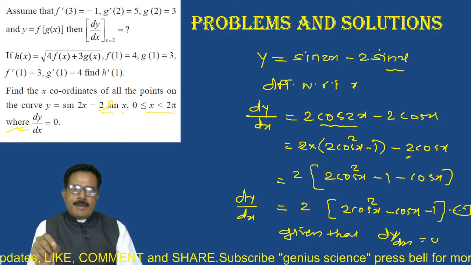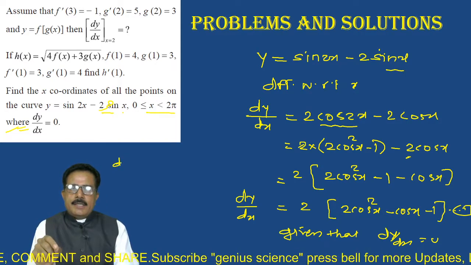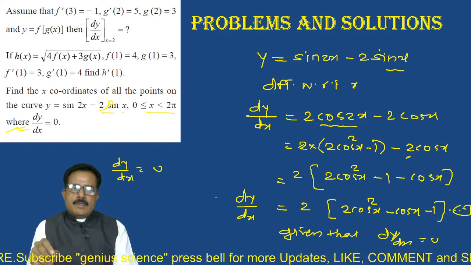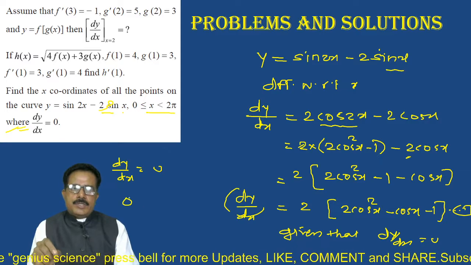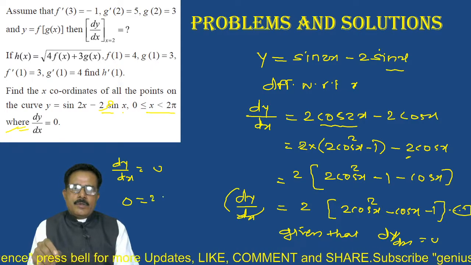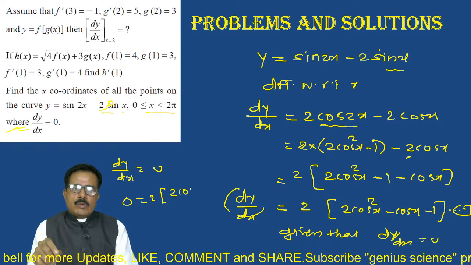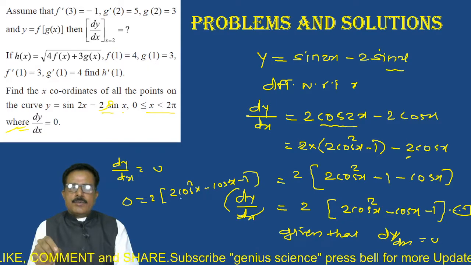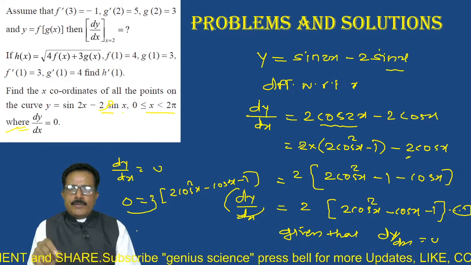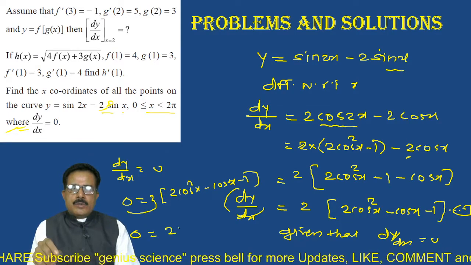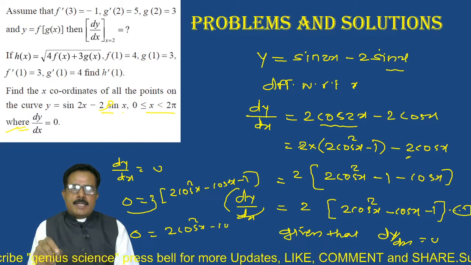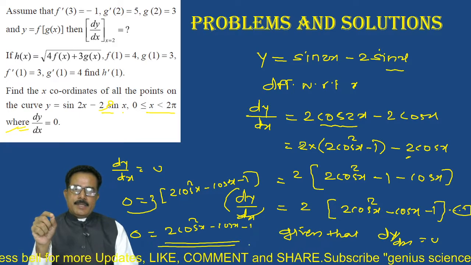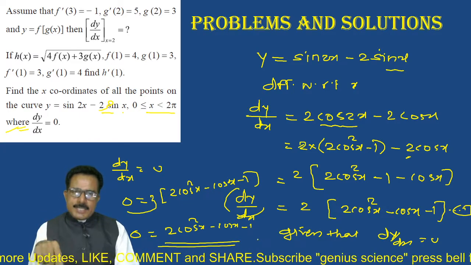If we write dy by dx as 0 here, what happens? dy by dx equals 0 means in this equation put 0, 0 equals 2 in a bracket 2 cos square x minus cos x minus 1. Divide by 2, therefore 0 equals 2 cos square x minus cos x minus 1. This is a quadratic equation in terms of cos x. What is that quadratic equation?